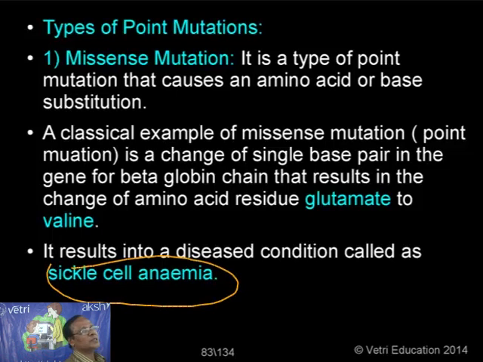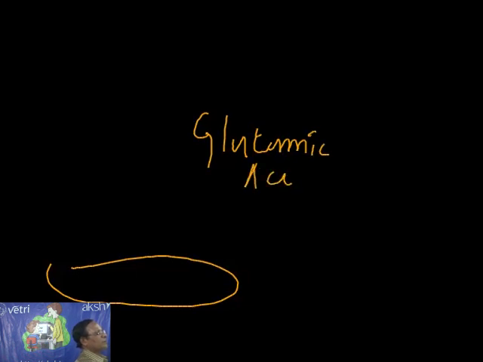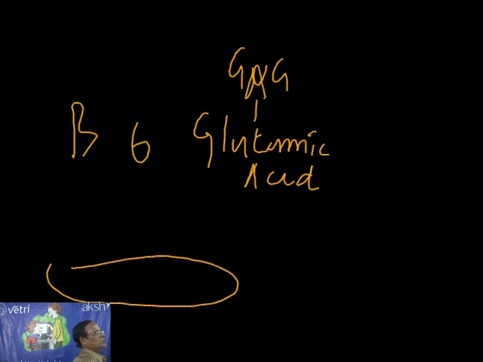Now in the case of sickle cell anemia, you know that normal hemoglobin contains 4 polypeptide chains, 2 alpha and 2 beta. In the beta globin chain, in the 6th position, we have the amino acid glutamic acid. We have already discussed this, glutamic acid in peptide number 6 of the beta globin chain. It is coded by GAG. This is a codon.